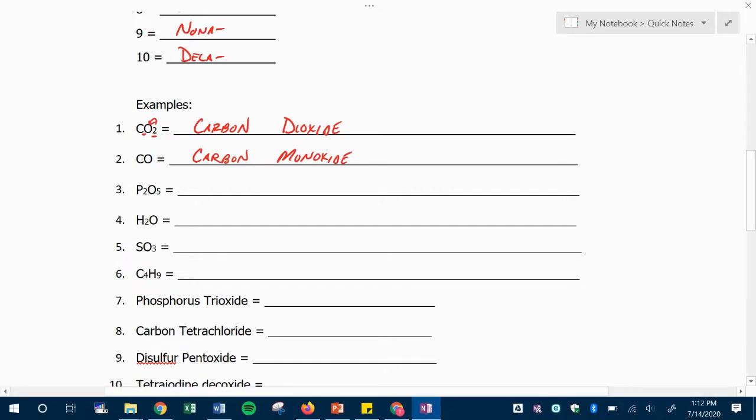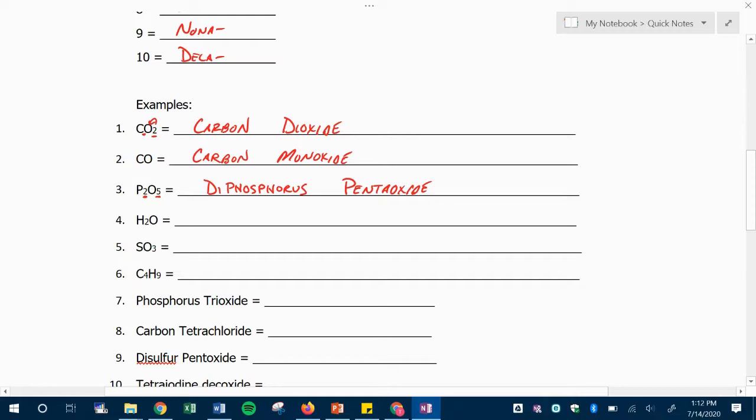Now let's look at some other examples that maybe you haven't seen before. Our next one is P2O5. P2 is the first part, and 2 is di, so it's diphosphorus. And then O5, so 5 is penta. So it's pentoxide or pentaoxide, whichever you'd prefer.